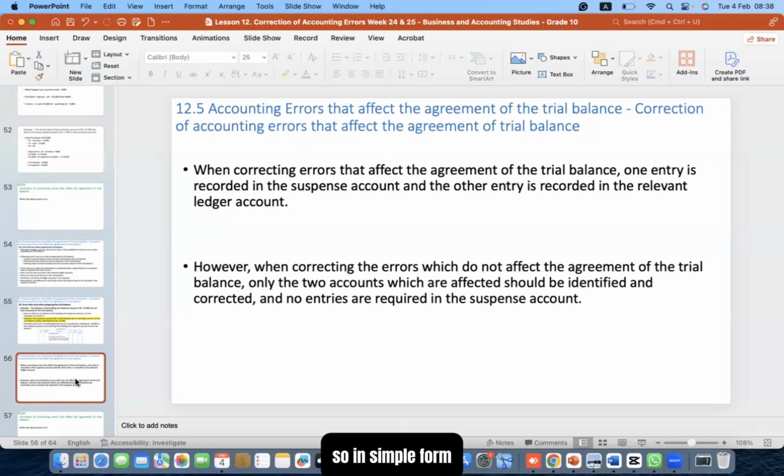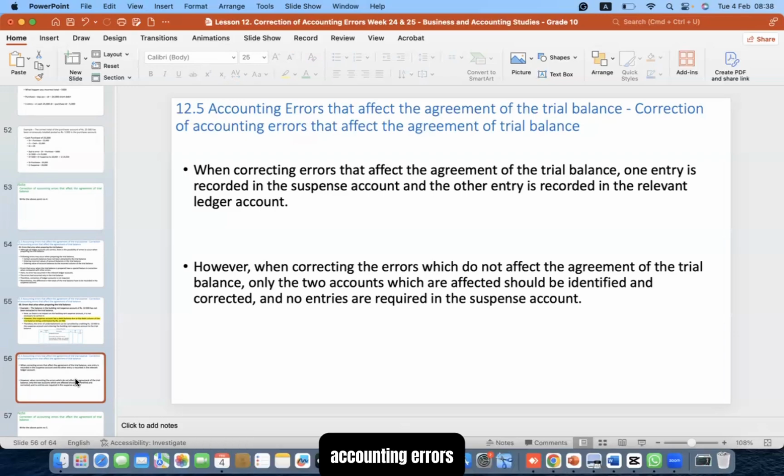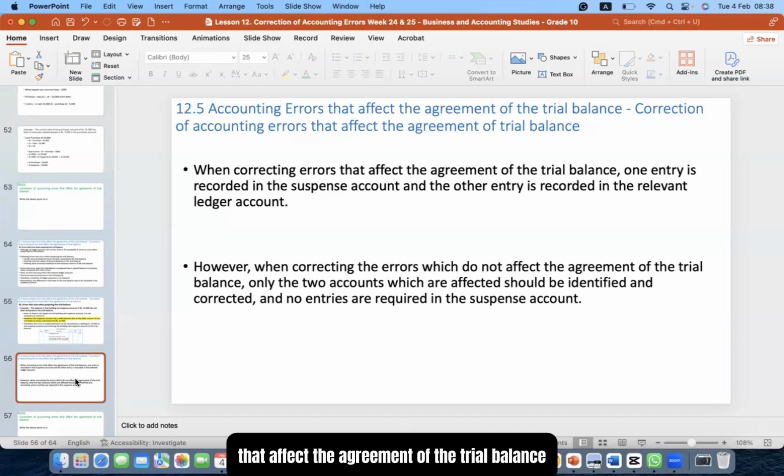So in simple form, you create the suspense account only when you have accounting errors that affect the agreement of the trial balance. If the accounting errors do not affect the trial balance, you do not create a suspense account. Instead, you adjust the relevant ledger accounts accordingly.